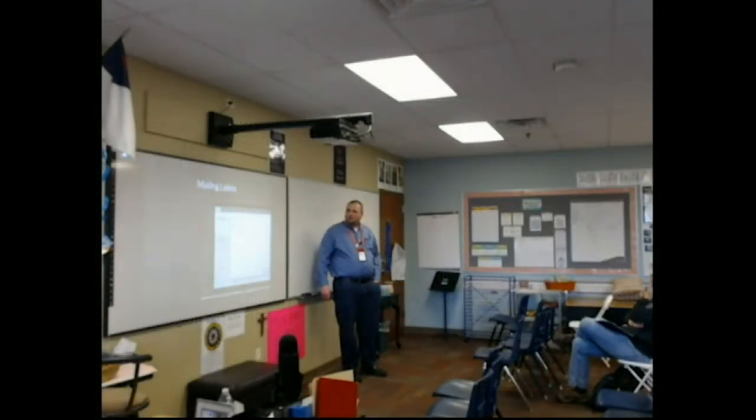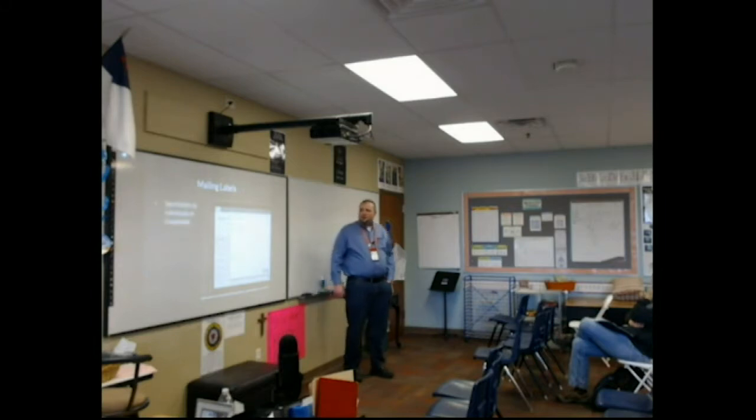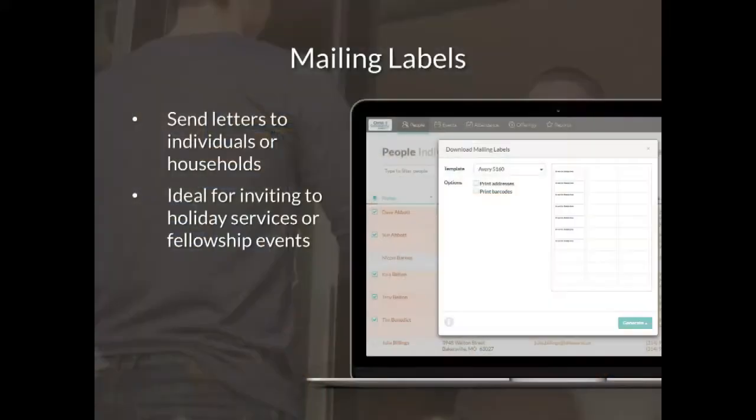And then I mentioned this before, but mailing labels is another great thing to be able to send letters to individuals or to the households. So if you are looking for another way to communicate with them, it makes it really easy to just say, okay, take this list and generate mailing labels for it. So as you look at holiday services and upcoming fellowship events, that's one more touch point that you could have with those individuals. All right, and yeah, again, choose recipients from a smart group or tags.